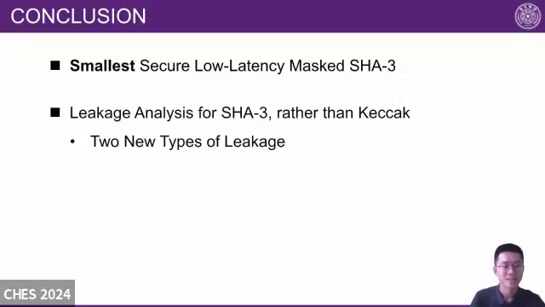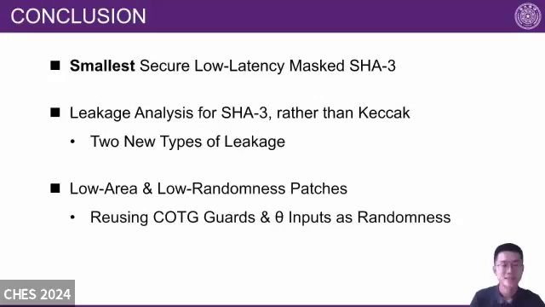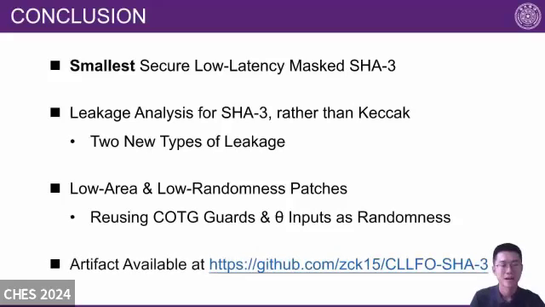We analyzed leakage in masked SHA-3 rather than Keccak and discovered 2 new types of leakage. We provided custom patches for these 2 leakages with minimal area impact and introduced techniques like reusing guards from COTG and reusing theta inputs. Our hardware codes and related scripts are available on GitHub.